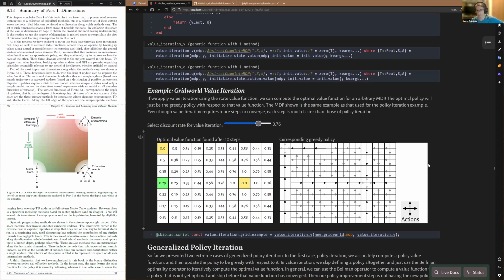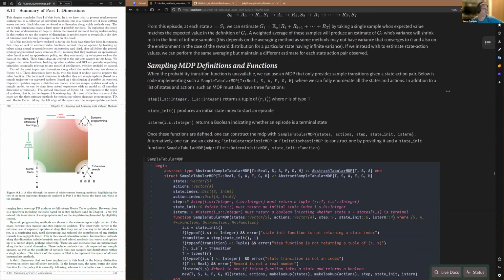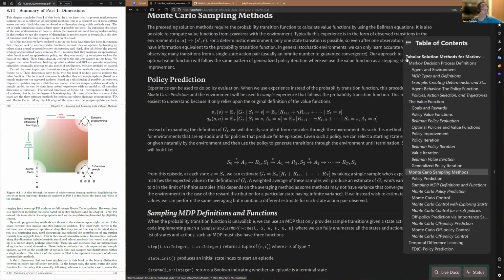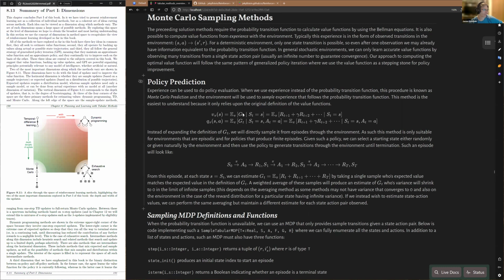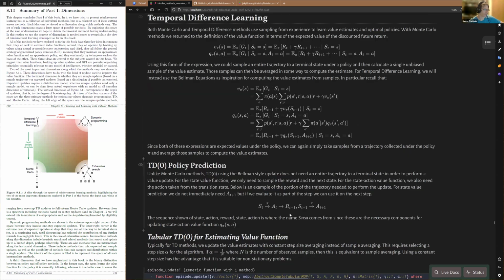Whereas if you have the step function for sampling, then we can either use it for Monte Carlo sampling or we can use it for TD learning, where we use this other form of the update. But all the techniques are just slight variations on the generalized policy iteration concept.